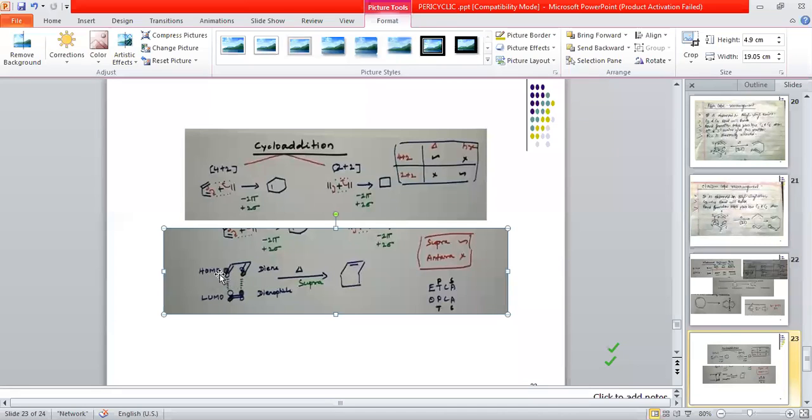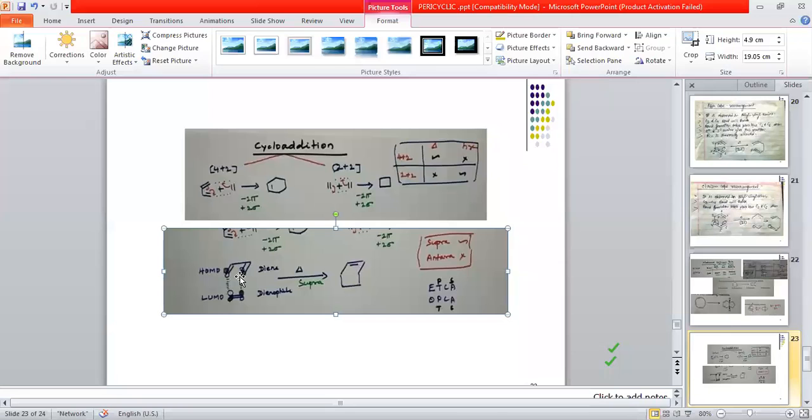Now the lobes will overlap with each other. This one also has shaded lobes, so this is also matching. This will be a suprafacial condition, and this is suprafacial for the sigma bond. So now we can see the structure will be like this.